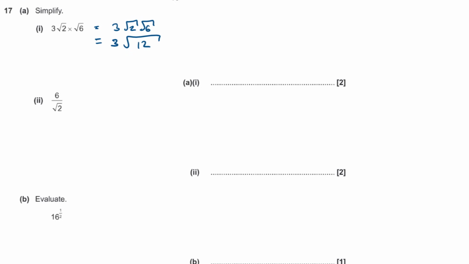Okay, but 12 has got a square factor. It's got a factor of 4, isn't it? So that's the same thing as 3 root 4 root 3. And then root 4 is 2. 2 times 3 is 6. So that's the same thing as 6 root 3. So that's my final answer.